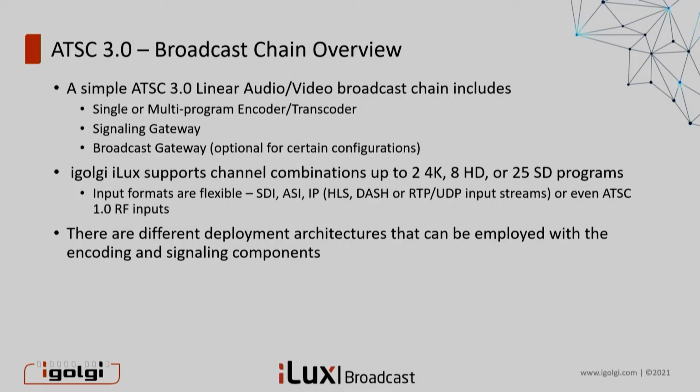So a very simple broadcast chain. You have an encoder. In our case, our iLux encoder supports up to 2 4K channels, 8 HD channels, or 25 SD channels, or any mixture of those. So you could really fill a 6 megahertz band with a full bouquet of channel lineup if you want to. But what we're really seeing in the industry is people are putting up fewer channels, and keeping some of their bandwidth available for new services like data.